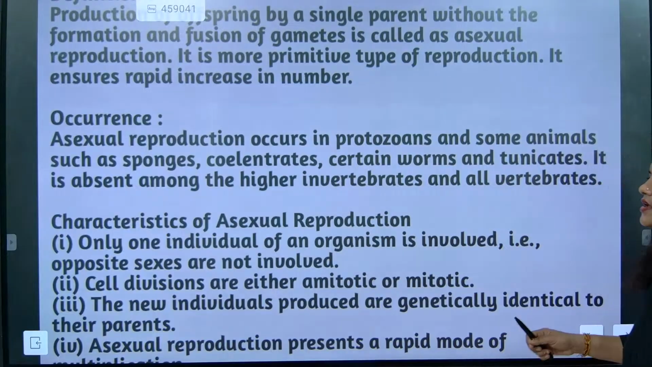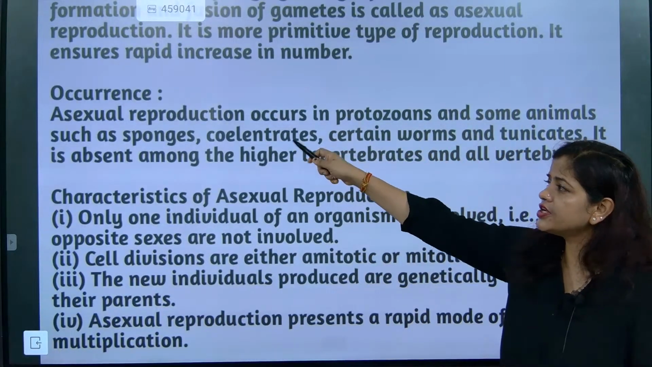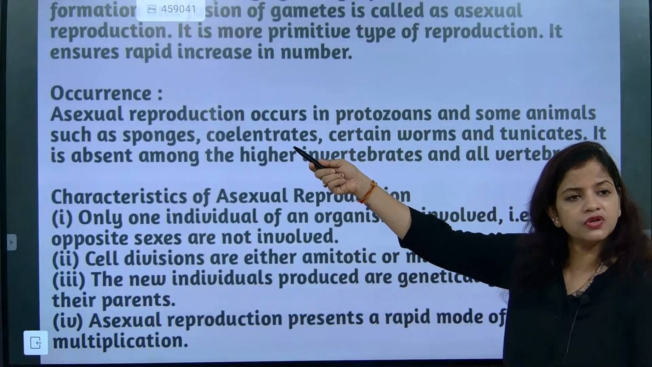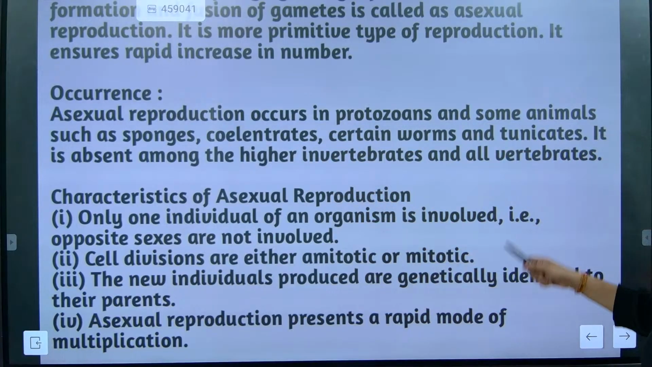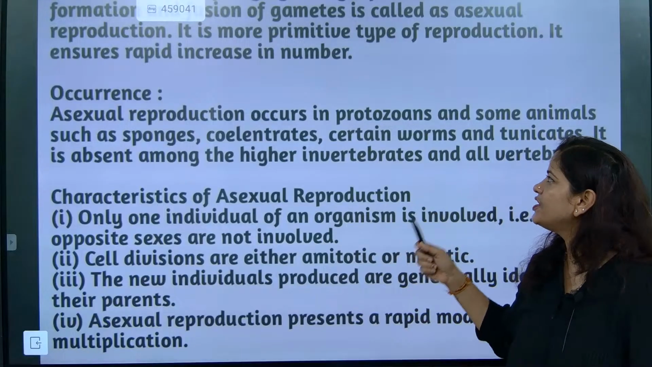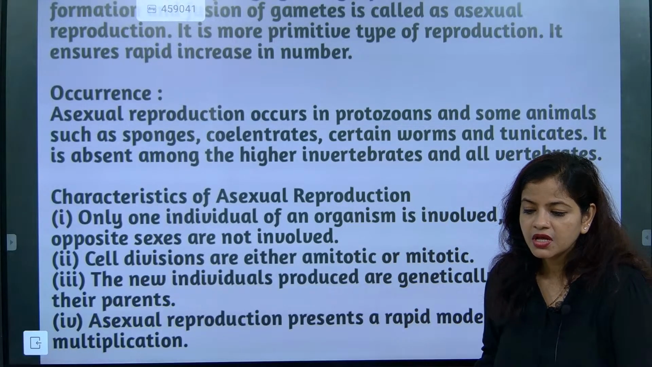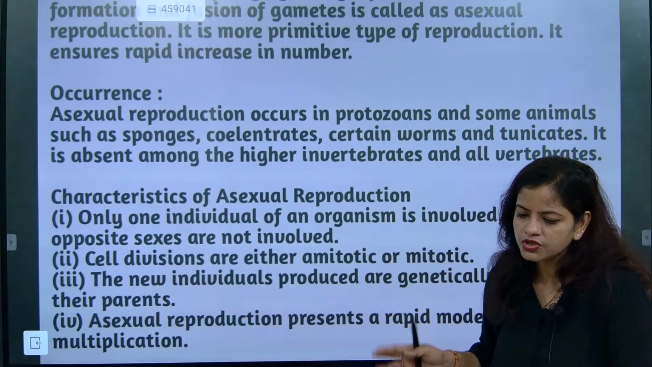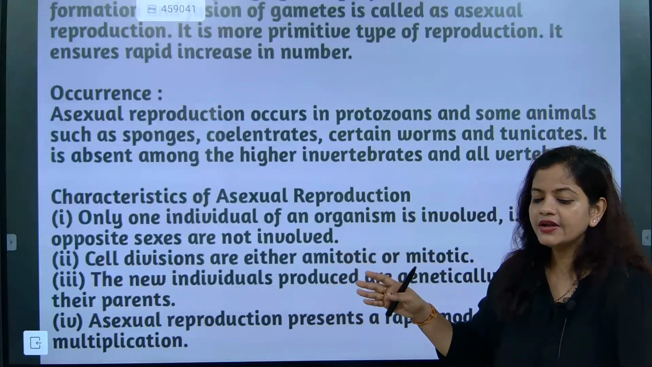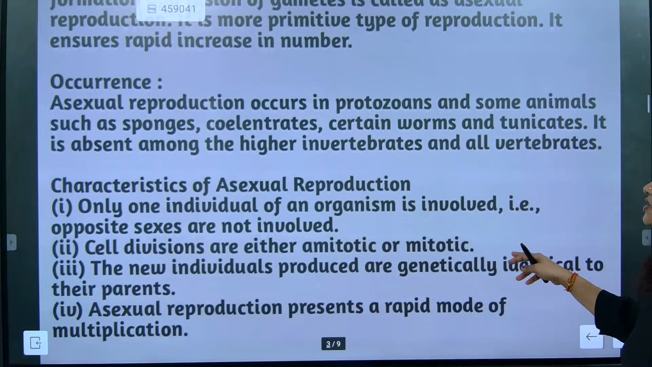So now, characteristics of asexual reproduction. I think everybody understood the occurrence of asexual reproduction. Asexual reproduction occurs in protozoans and some animals like sponges, coelenterates, and certain worms. They are undergoing asexual reproduction. Left and right appear the same, Anu. That is exactly what it is called.